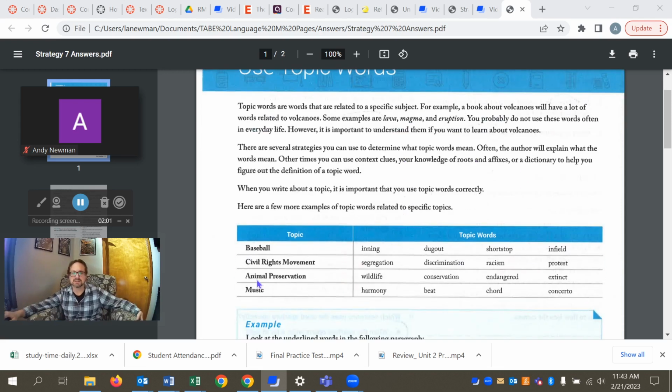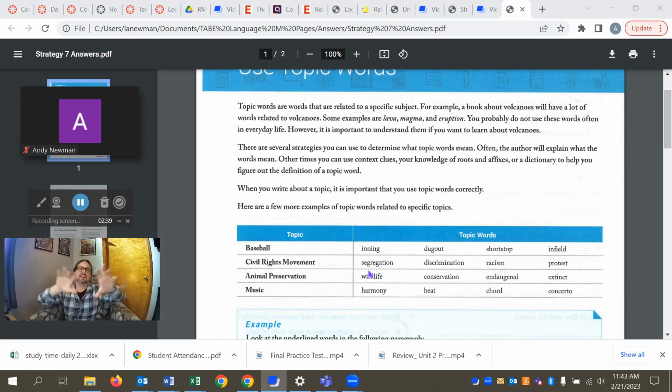So we have some examples here. Baseball, some terms that mostly just apply in the area of baseball: inning, dugout, shortstop, infield. Civil rights movement: segregation, discrimination, racism, protest. Certainly these words could appear in other subjects or areas of knowledge, maybe with a little bit different meaning. But these terms have meanings specific to the subject. Segregation in the context of the civil rights movement means the separation of people based on race. It could mean something else in different contexts.